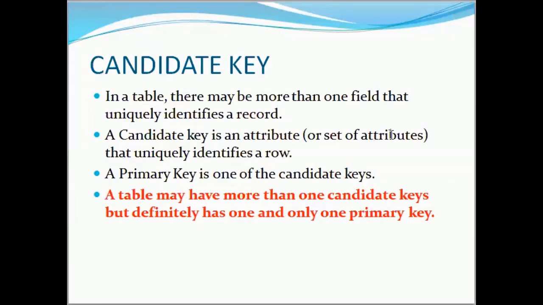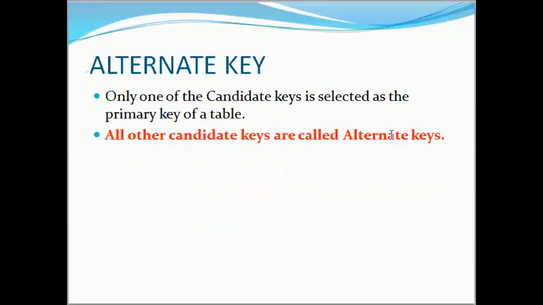In a table, there can be more than one field that uniquely identifies a record. Such a collection of keys is known as candidate key. Next is alternate key. See, same example. In the student table, you have four keys that uniquely identify a record, that is admission number, roll number, telephone number, and email ID.